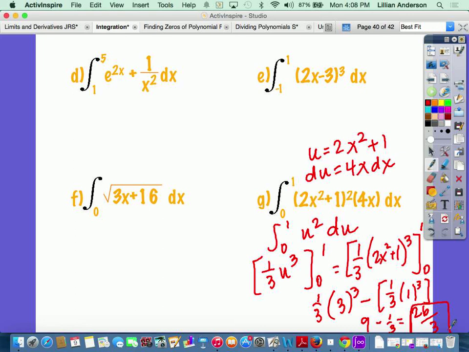And that's the definite integral. That's the fundamental theorem of calculus. Remember, you don't need any plus c's because that's only for indefinite integrals. With definite integrals, we're actually going to get areas underneath the curve, so there's actual numbers here.